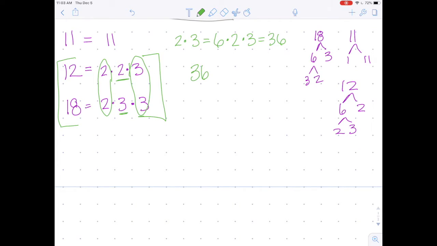Now we can go up and we can treat 11 like a leftover. Multiply 36 times 11 and we are going to get 396. So the least common multiple of 11, 18, and 12 is 396. Since 11 is prime, that's why we were able to treat it like a leftover, because it didn't have any other factors.